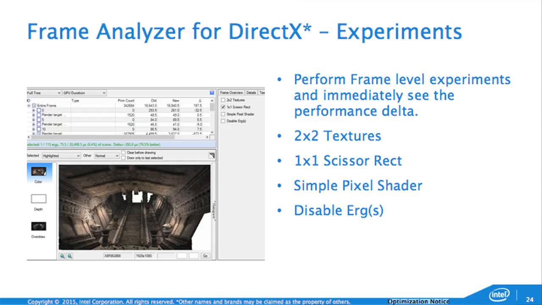So if you find issues, again, it would be great to test them right away. Just like in System Analyzer, you have experiments. You can select certain ergs and then disable them. We have this thing called Simple Pixel Shader. You can replace the pixel shader on the fly and get a simple pixel shader and see if that makes any performance difference. And again, you'll get the data right away in real time.